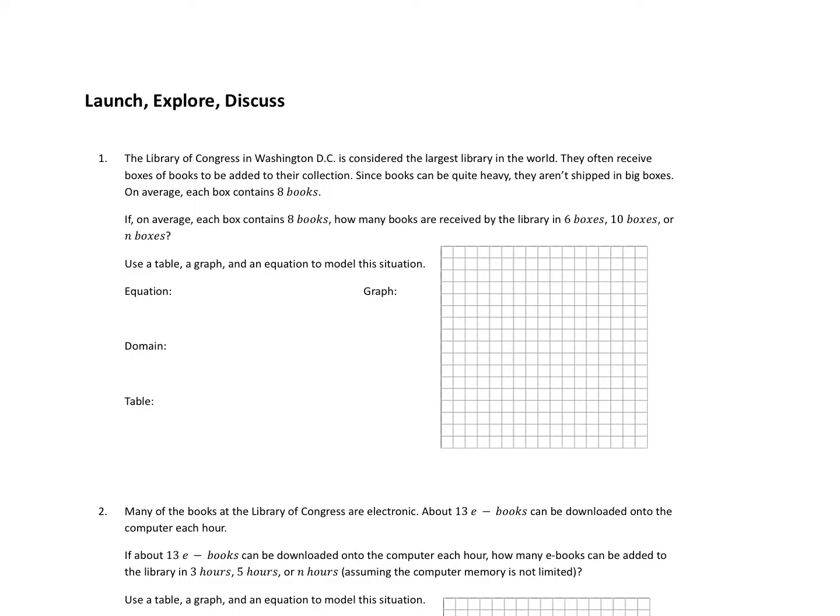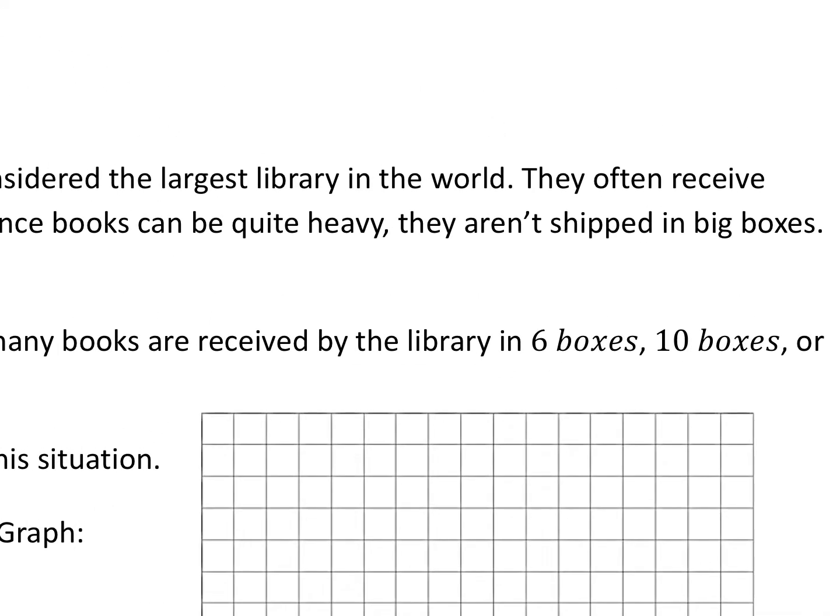where they often receive boxes of books to be added to their collection. Since books can be quite heavy, they aren't shipped in big boxes. On average, each box contains 8 books. If on average each box contains 8 books, how many books are received by the Library of Congress in 6 boxes? So if there's 8 books per box, we can just multiply 8 and 6 and get 48 books.